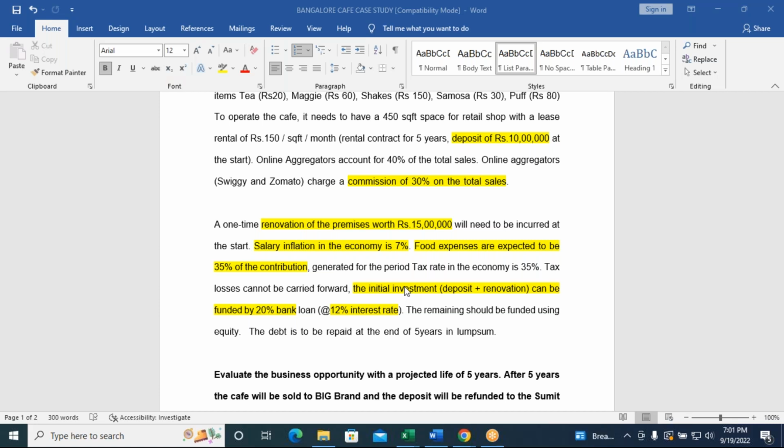Can you explain the last two lines? The remaining should be funded using equity. Means I'm telling that overall 100%, out of which deposit plus renovation is there, no? So out of that 100%, 20% I can take as bank loan. So the remaining 80% will be the equity. The remaining should be funded using equity, means that 80% will be done using equity. The debt is to be repaid at the end of the fifth year in lump sum. Means the debt is nothing but the 20% bank loan I am going to take out of that 100% investment, that has to be paid back in lump sum at the end of the fifth year.